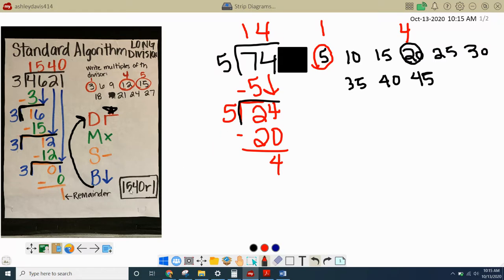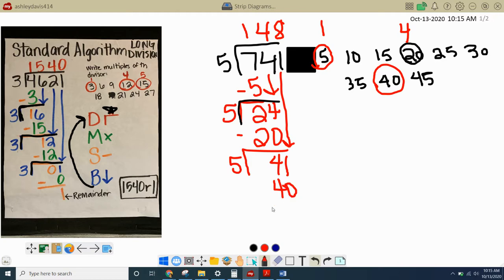Next, I just subtracted. So again, I bring down the next digit, which in this case is a 1. So I bring down the 1, bring down the door, divide once more. 41 divided by 5. So I go over here. I can go all the way to 40, which is 1, 2, 3, 4, 5, 6, 7, 8 times. 8 goes up here. 40 goes down here because 5 times 8 is 40. I subtract and I get 1.